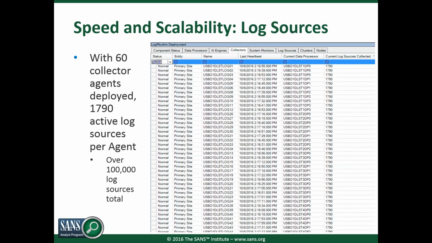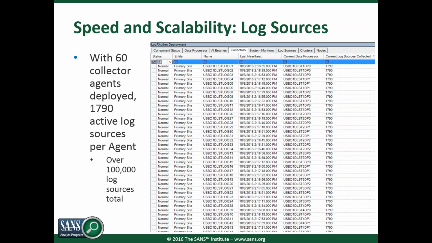We wanted to check on our log sources. So we had 60 collector agents deployed. We had 1,790 active log sources per agent, which again brought us to about 100,000 total log sources, which we mentioned right at the beginning. So lots of data out there, in other words. We wanted this to be a strongly scaled review to ensure that the system could basically handle all this stuff.